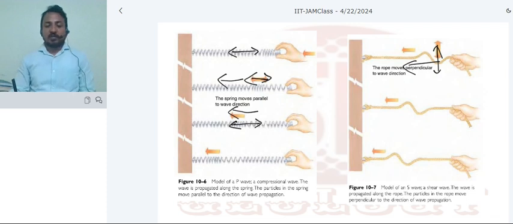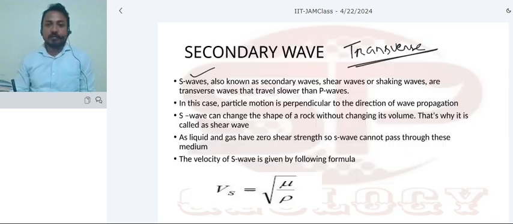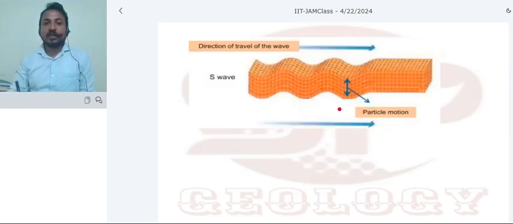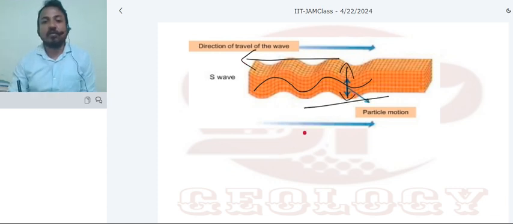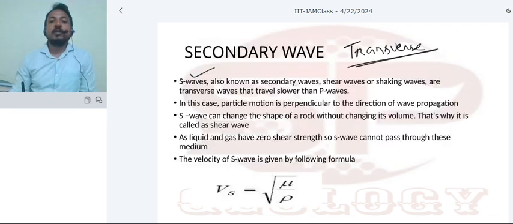So that's why it is transverse in nature. You can see this also, it is vibrating like this, but the motion or propagation is perpendicular to the vibration, and the vibration is perpendicular to the ground. It moves perpendicular to the vibration, and vibrates perpendicular to the ground.